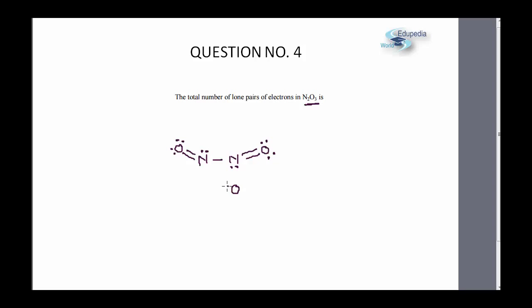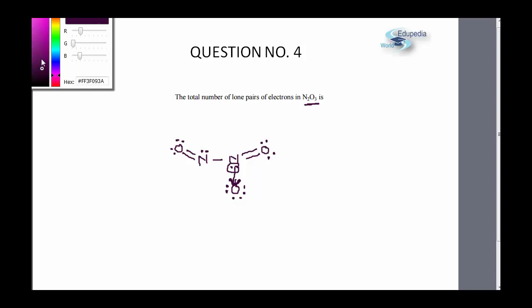So let me draw 1 oxygen atom over here. It has 6 valency electrons and there is a deficit of 2. So what is going to happen is that this nitrogen atom with its lone pair is going to form a coordinate bond with this oxygen atom. Okay. So this will be my structure of N2O3.